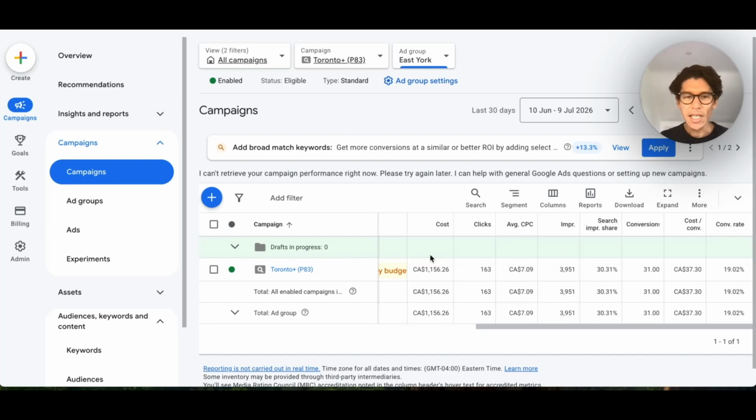So, as I said, this business is based in Toronto, and these are just some of the top level stats that we're getting. So the client spent just over $1,000, had 163 clicks at a cost per click of just over $7, and these are conversion metrics here. So 31 leads at a lead cost of $37. So these are a mix of inbound phone calls, and people filling out a quote request form. So it's those calls to action.